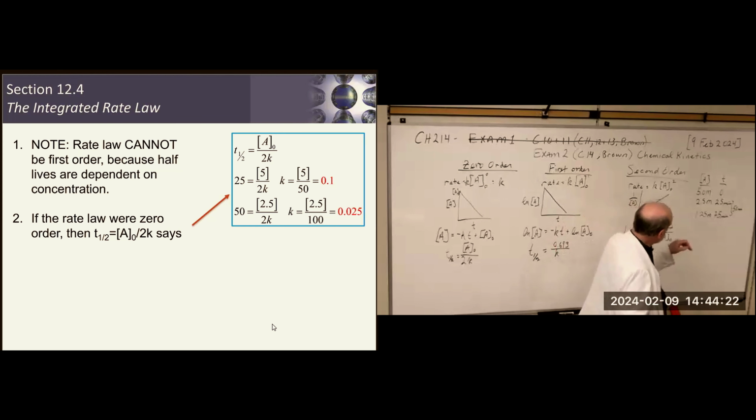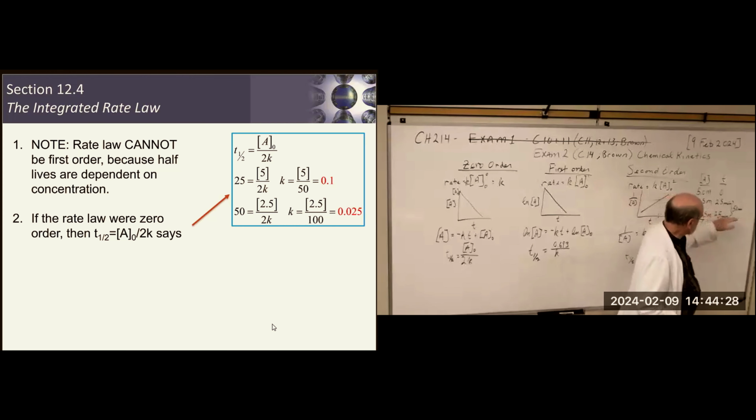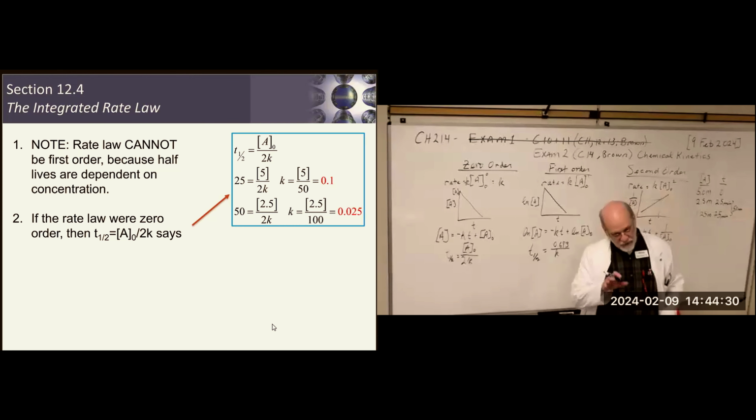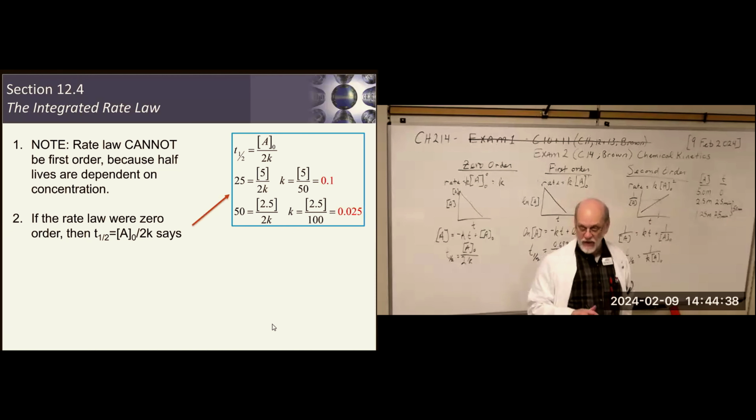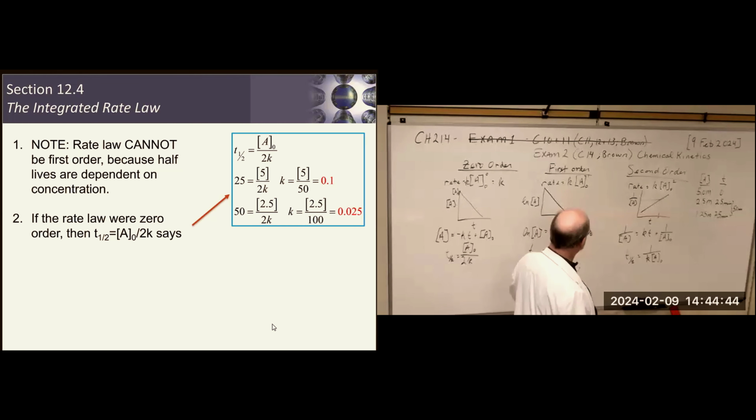If we do the same thing, now the new A0 is 2.5. And that one takes 50 minutes. So we plug those values in, and we get a K value of 0.025. Right? It cannot be 0 order because K is a constant. The K changed. Right? So process of elimination, it's probably second order.